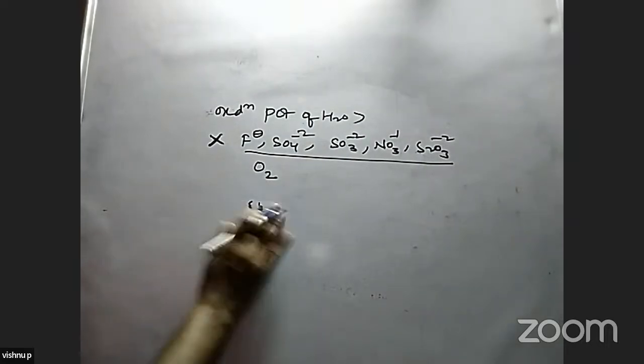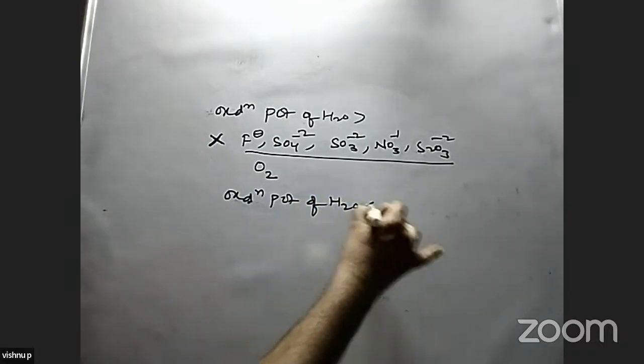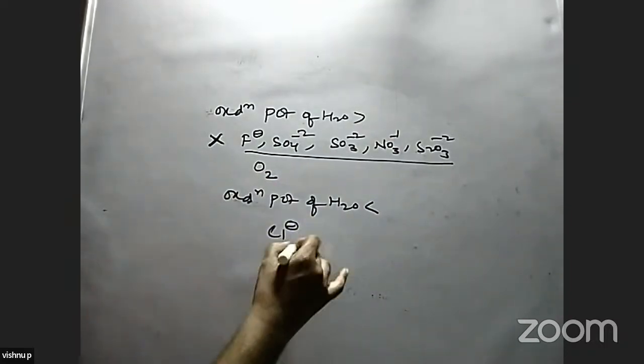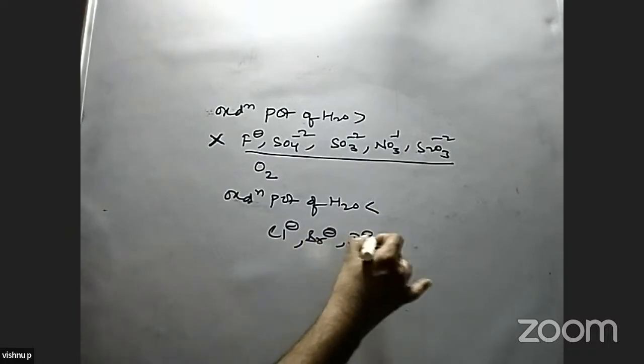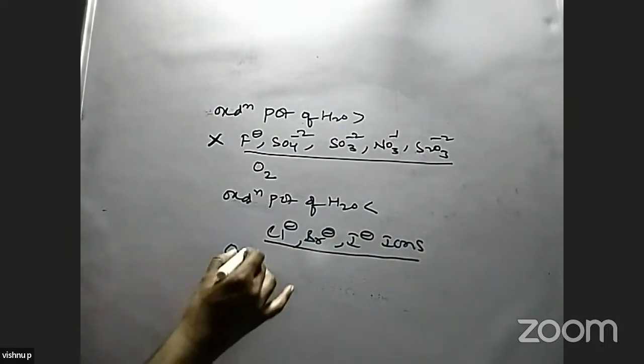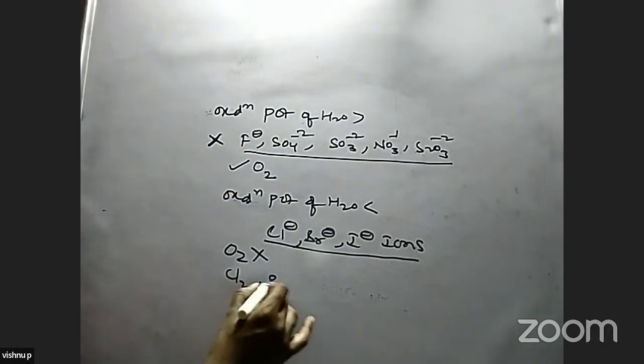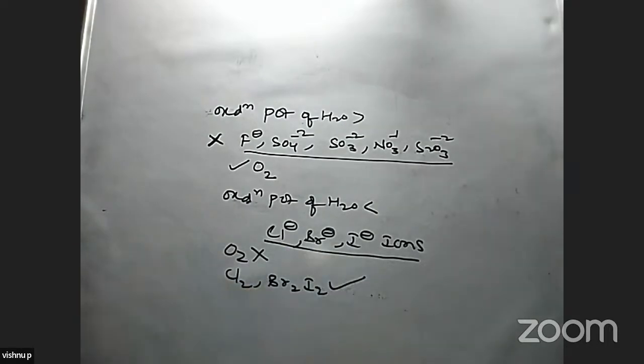In the same way, if chlorine, here we write the oxidation potential of H2O is less than that of chloride, bromide, iodide ions. So if these ions are present in that aqueous solution, oxygen is not evolved. So which gases are evolved here? Chlorine, bromine, iodine gases are evolved in this reaction. In this way, we can find out what type of compound is evolved at the cathode and anode.